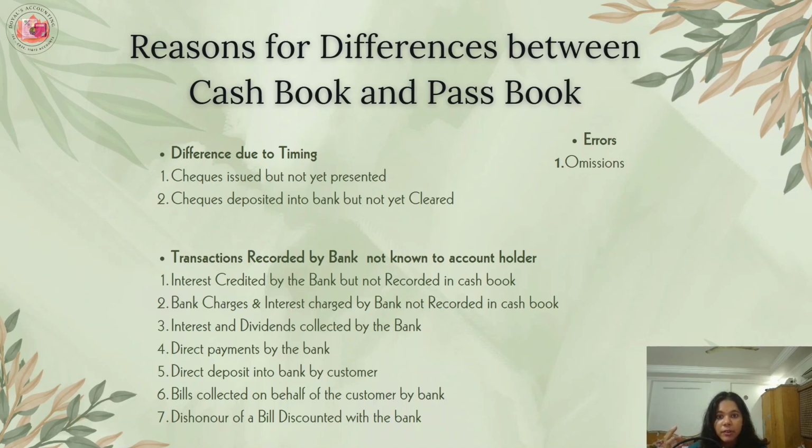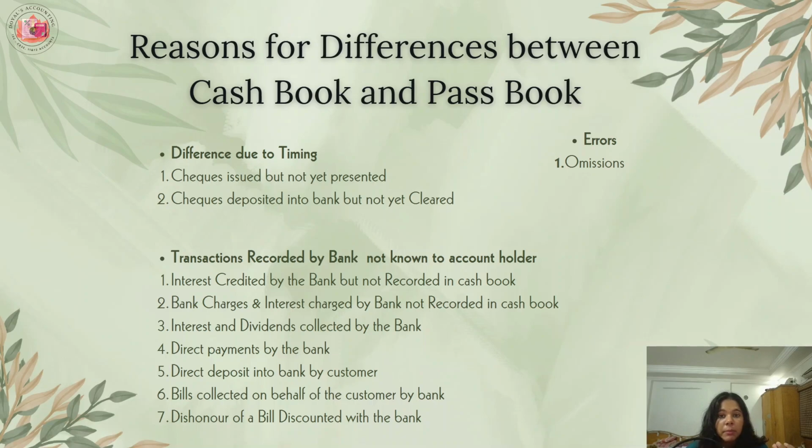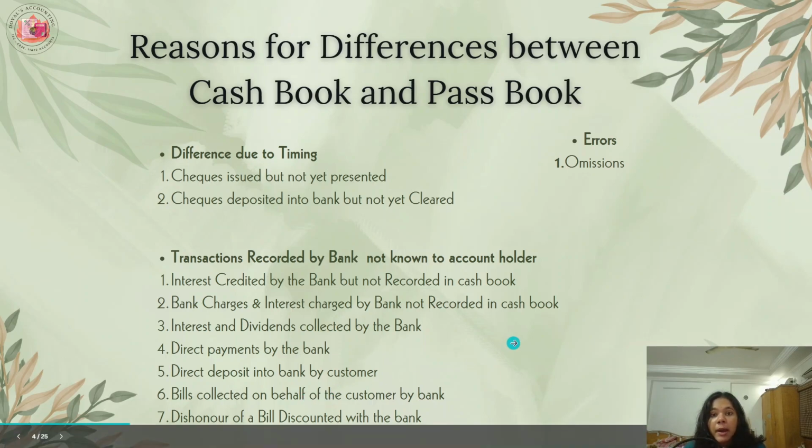The next reason for difference is transactions which are recorded by the bank but not known to the account holder. Like I told you, there are certain expenses that the bank will charge, which the account holder won't know immediately. Later on, they'll get to know and they will record it. But that interim period will cause the difference. So you can see all the items here. Interest received, bank charges, payments on standing instructions, direct payments by the bank.